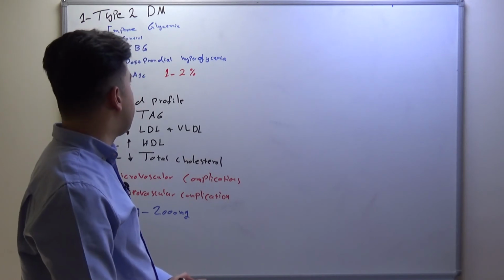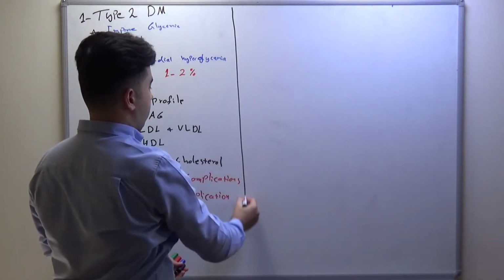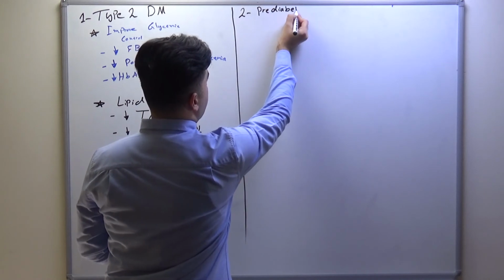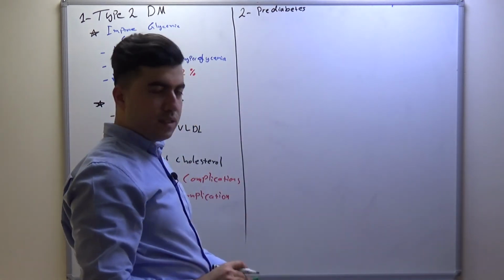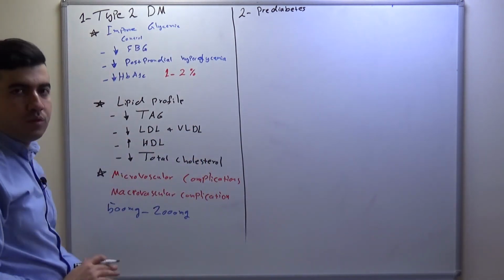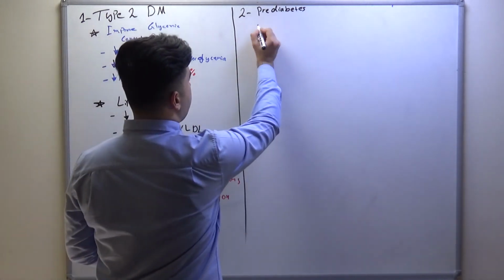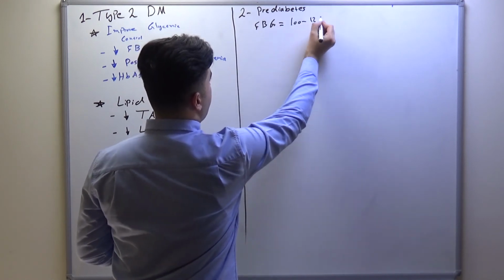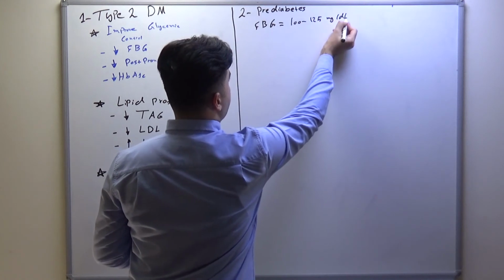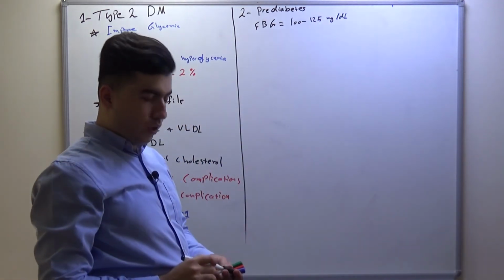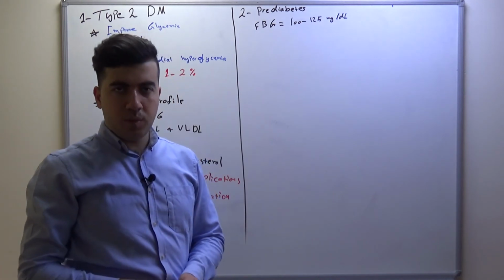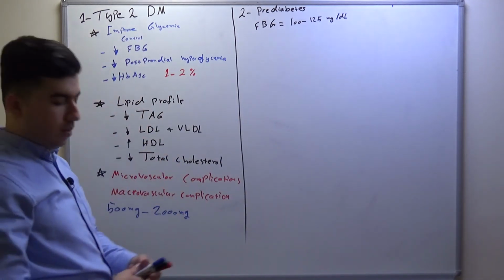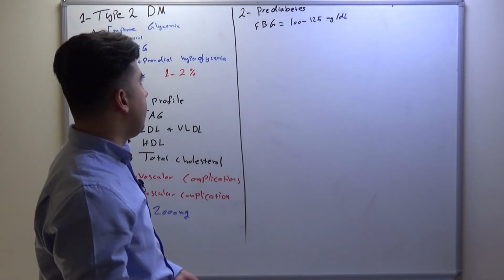The second indication for metformin may be what? Prediabetes. Prediabetes is usually defined as the period before developing overt type 2 diabetes mellitus. In this stage, the fasting blood glucose is usually between 100 to 125 milligrams per deciliter. These patients are at high risk for developing overt diabetes. Metformin sometimes can be used in these patients at least to delay the progression to what? Overt diabetes mellitus.